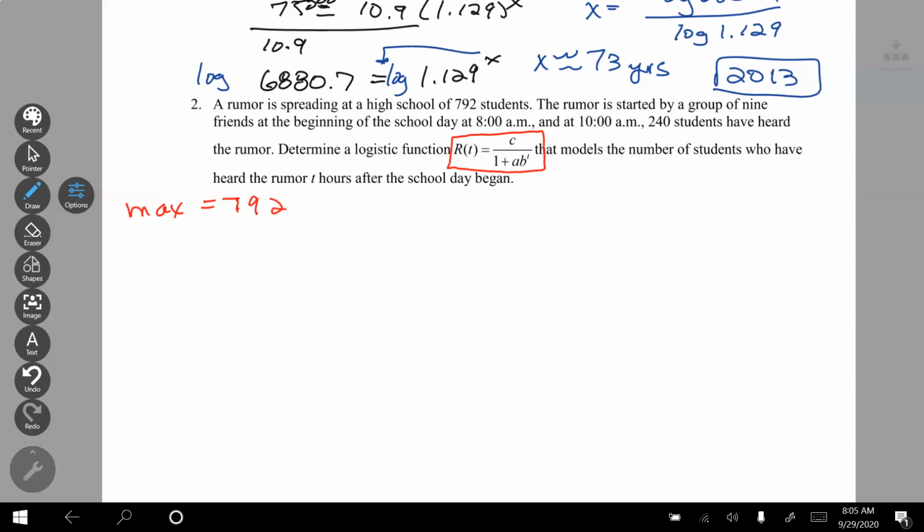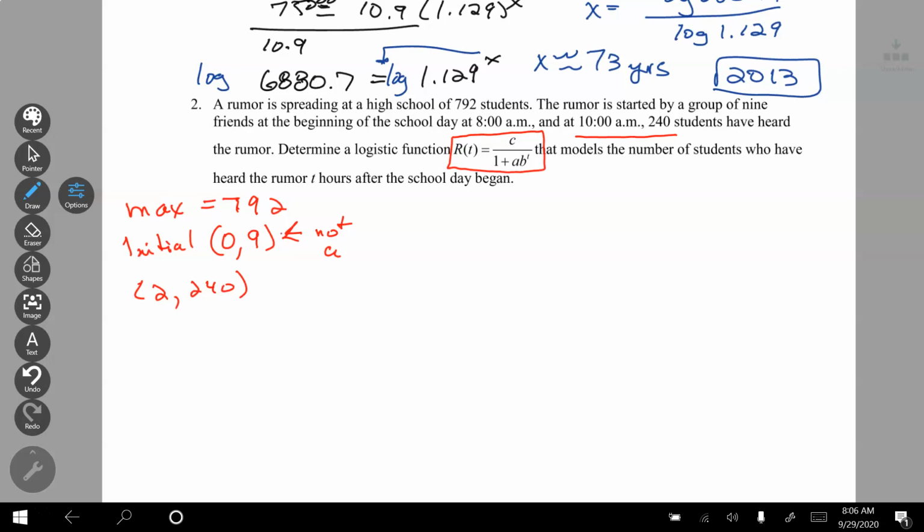A rumor is started by 9 friends, though that means initially I have 0, 9. That's important too. This is not the a value from this equation. And then I need another point, and my other point is at 10 a.m. I have 240 students. Well, 10 a.m. is 2 hours later, 240 students have heard this rumor started by these 9 friends.